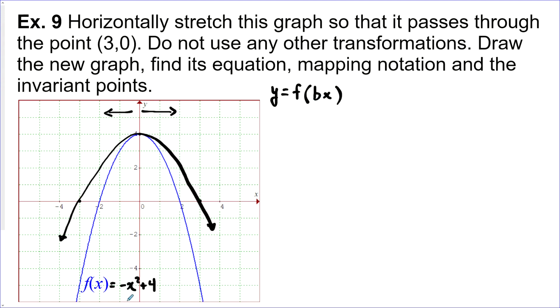So I'm going to change it to this with the actual x's, so then I can work with it better. So y is equal to, wherever I see an x, I'm going to replace it with bx. So this will be negative bx squared plus 4. Now I just need a point on the graph. How about the point I was aiming for, 3, 0? And then I can solve for b.